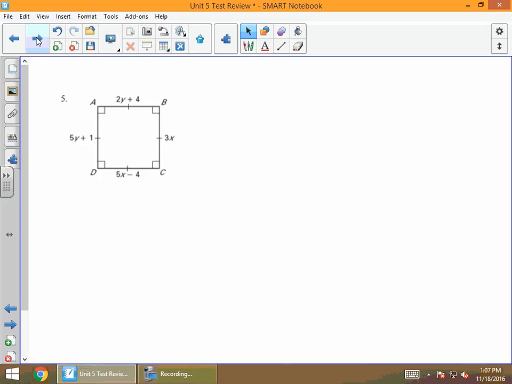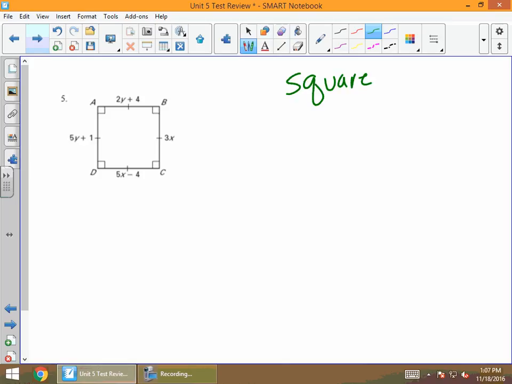All right, number 5. If we look at number 5, what type of parallelogram do we have? We have a square. How do we know we have a square? All the sides are the same. What else do we have? All the angles are what? 90 degrees. That's how you know you have a square. You have to have both. You have to have 4 congruent sides, and you have to have 4 right angles. You have to have both.